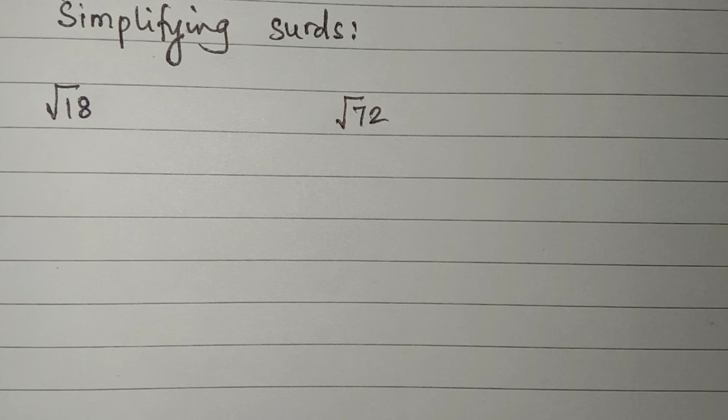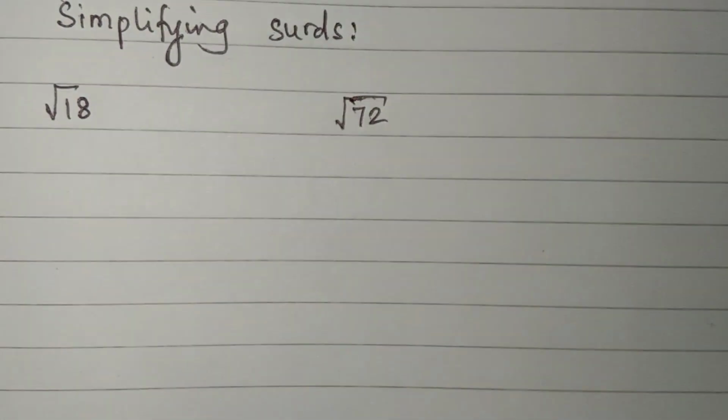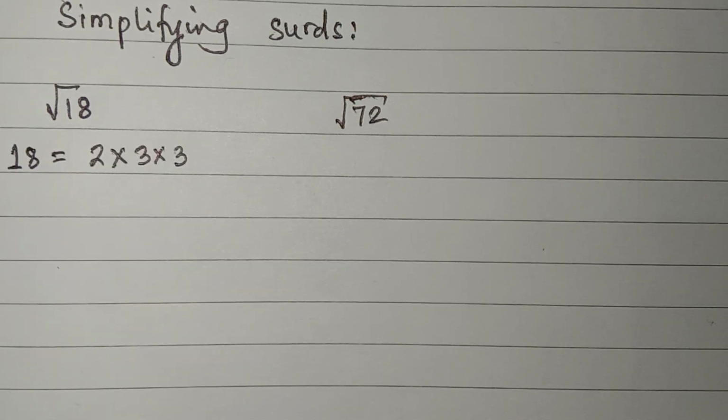In simplifying surds, we have root 18 and root 72. We know that 18 is not a perfect square, and 72 is also not a perfect square. So for simplifying these surds, first of all, let's find the factors of 18. The prime factors of 18 are 2 and 3 only.